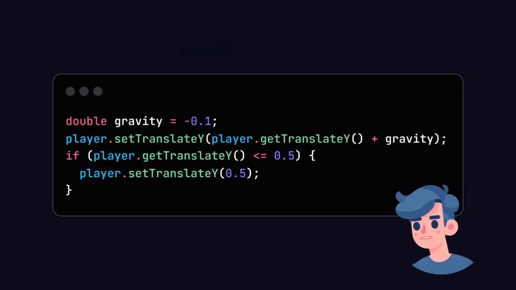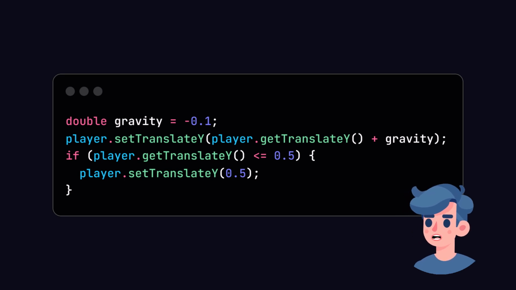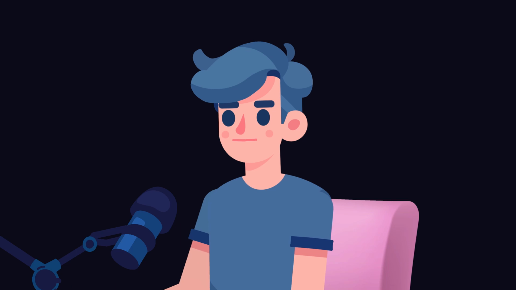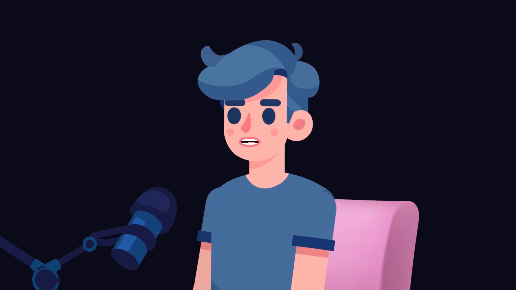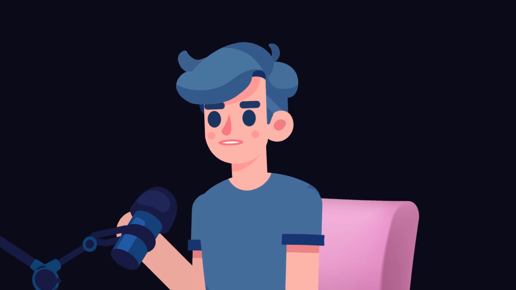Next, we need to implement gravity for our player. We can achieve this by continuously checking the player's position and simulating gravity during our game loop. Here, we simulate gravity by constantly lowering the player's y-coordinate, ensuring the player never falls below the ground level.